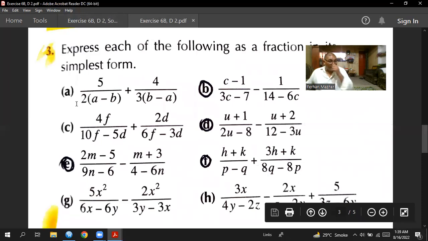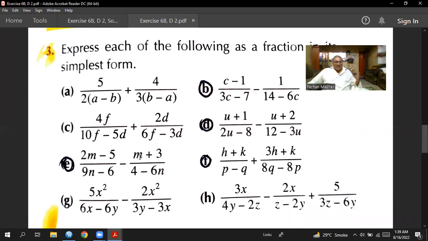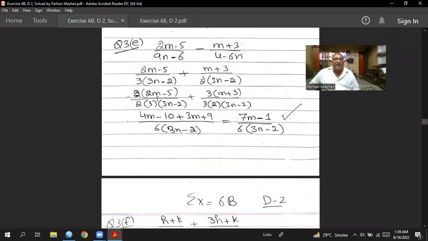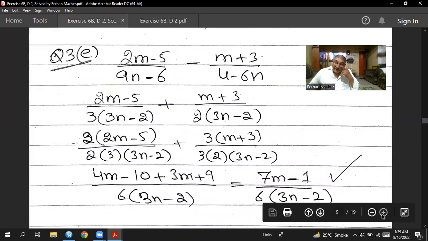That is question number 3, and it's E part: (2m minus 5) divided by (9n minus 3) plus (m plus 3) divided by (4 minus 6n). From here, I can take the 3 common, and from this denominator, which is 4 minus 6n, I will take negative 2 common. So you will have the same denominators. There will be a difference of number, but by multiplying numerator and denominator, we will make them same. So let me increase the size so you can see the larger view.